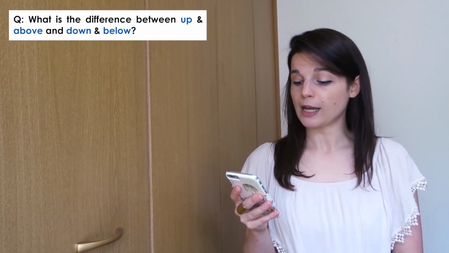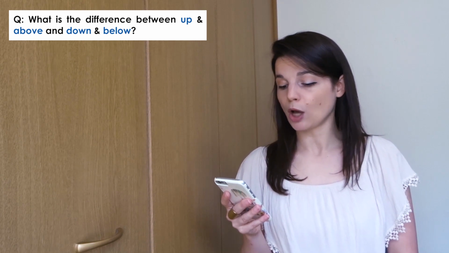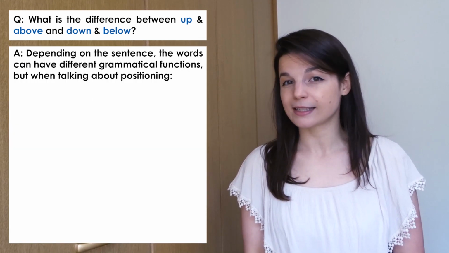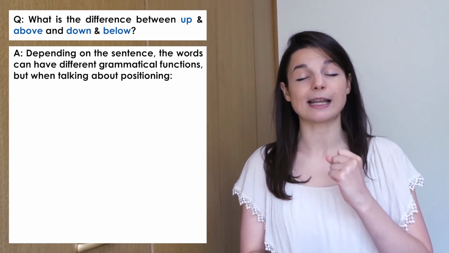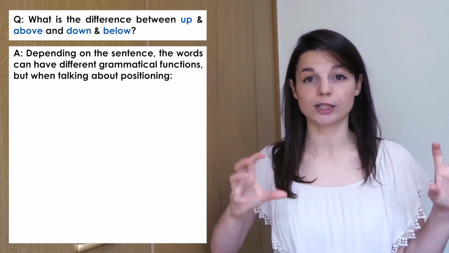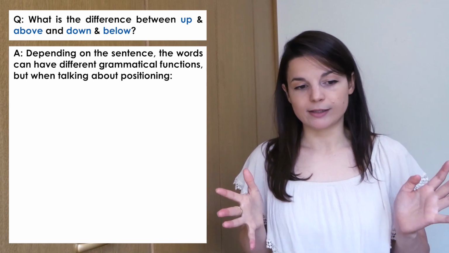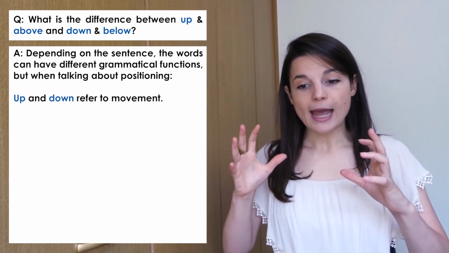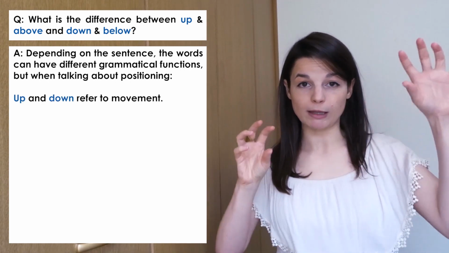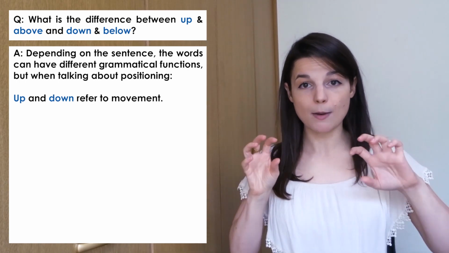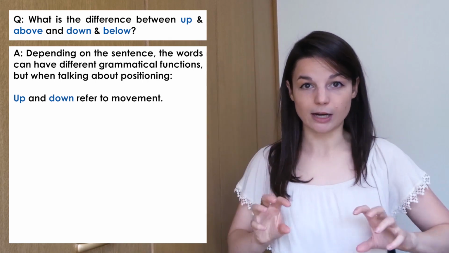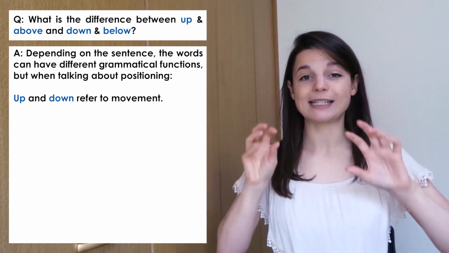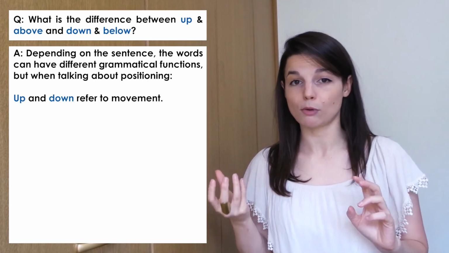Next question comes from Muhammad El Hilf. Hi, Muhammad. What is the difference between up and above, down and below? Okay, depending on the sentence, the words can have different grammatical functions, but I assume this is a question about positioning words. So, the base difference, I suppose, would be that up and down refer to movement. There's actual movement happening. Up meaning things go this direction, down meaning things go this direction. So there's movement up or movement down when you use the word up or down.